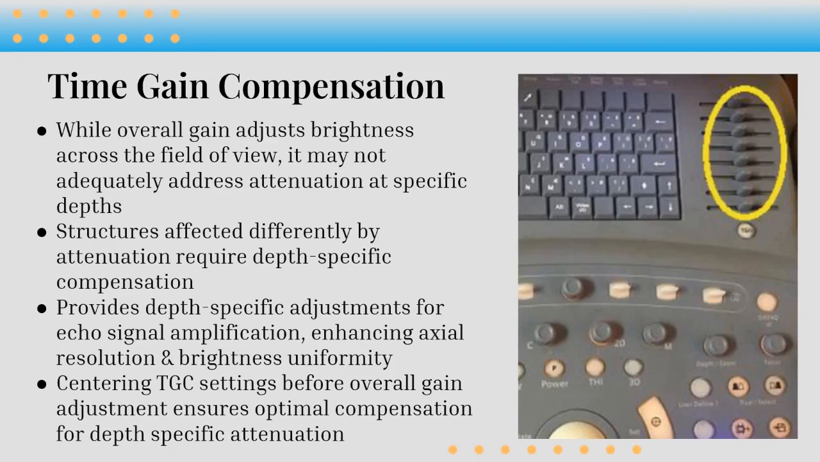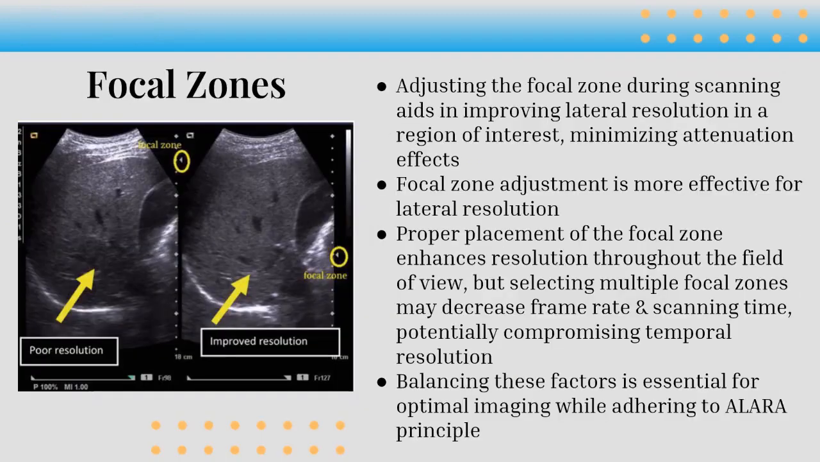TGCs, or time gain compensation. While overall gain adjusts brightness across the field of view, it may not adequately address attenuation at specific depths. Structures affected directly or differently by attenuation require depth-specific compensation. TGC provides depth-specific adjustments for echo signal amplification, enhancing axial resolution and brightness uniformity. Centering TGC settings before overall gain adjustment ensures optimal compensation for depth-specific attenuation.